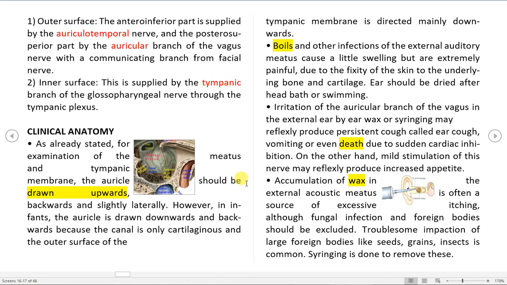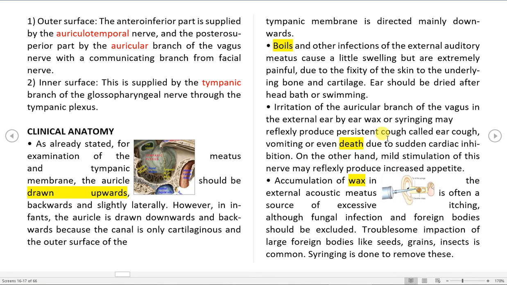Clinical anatomy of the external ear, middle ear and tympanic membrane. We'll see different points one by one. If you want to examine the external ear, it should be drawn upwards, backwards and slightly laterally, so your light source will pass properly and you can examine properly. The skin of the external ear is very tight and firm. It is tightly adherent to the underlying cartilage. So boils or infection of this will produce little swelling and much more pain due to fixity of the skin.